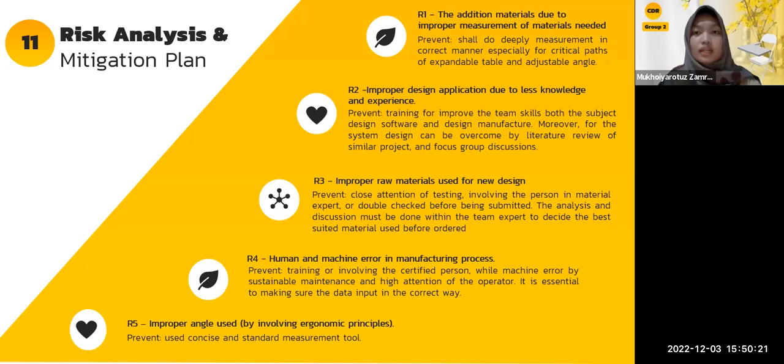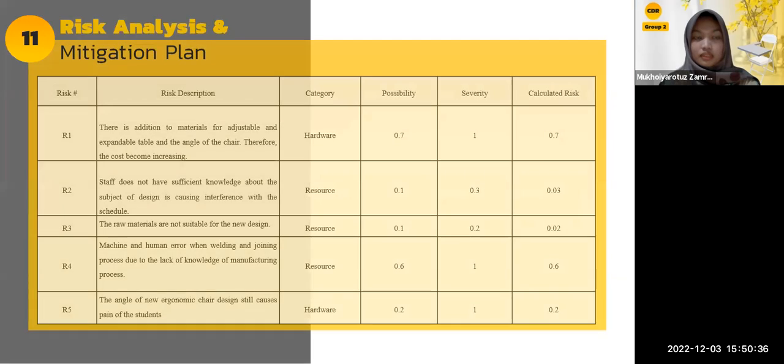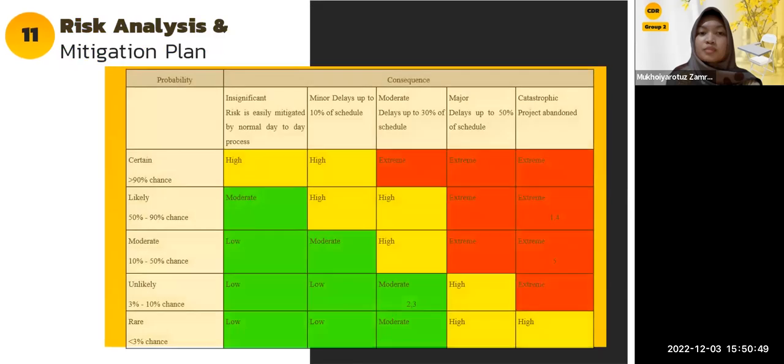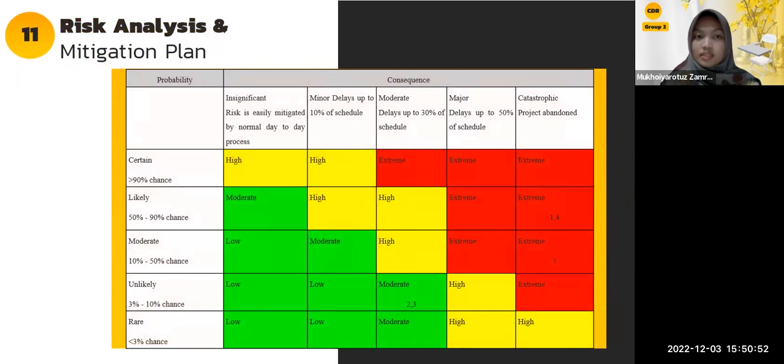in total of 5. Risk 1 is the additional material, risk 2 is improper design application, risk 3 is improper raw material, risk 4 is human and machine error in the manufacturing process, and the last is risk 5, improper angle used. Next, we plot the risks in the probability severity matrix to know the total probability of the risks. Next, we plot the risk and analysis mitigation in the risk severity matrix.